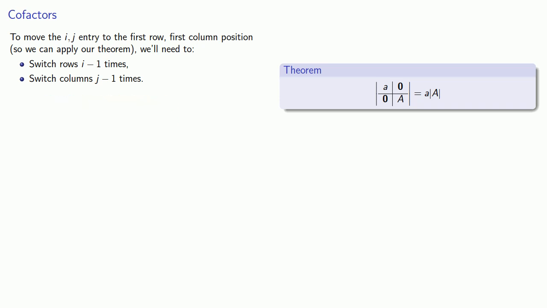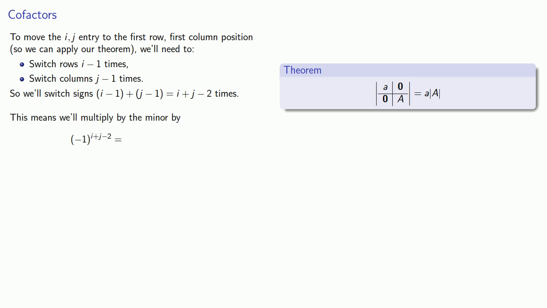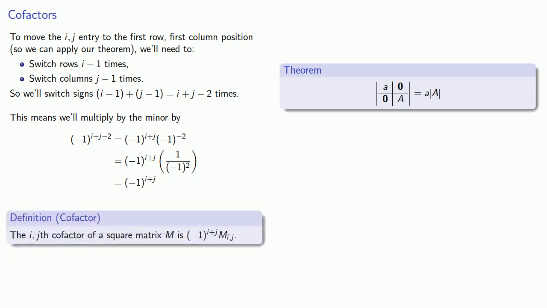Now, every time we switch a row or switch a column, we'll change the signs. So this means we'll switch the signs i minus 1 plus j minus 1, or i plus j minus 2 times. And that means we'll multiply the minor by negative 1 to the power i plus j minus 2. And we can simplify that a little bit to negative 1 to the power i plus j. And this leads to the following definition. The ijth cofactor of a square matrix M is negative 1 to the power i plus j times the minor of i and j.